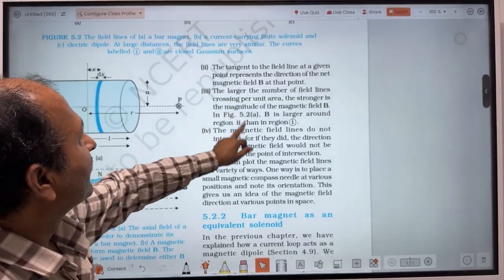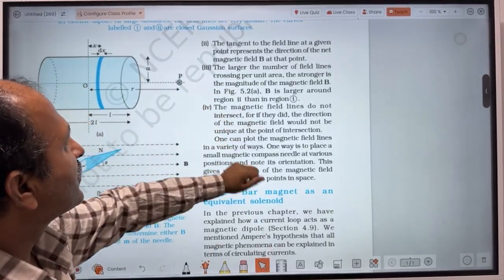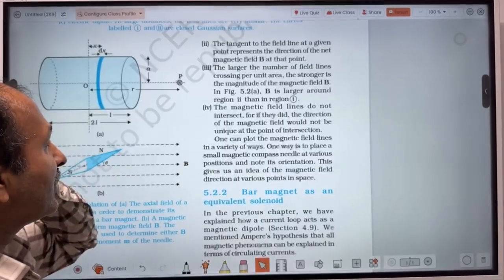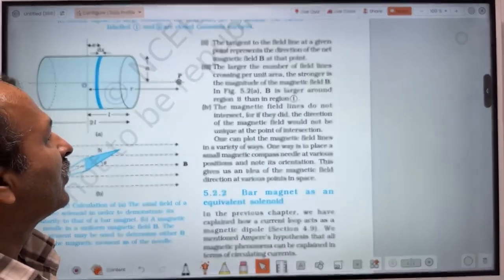Then comes the next point: the magnetic field lines do not intersect, for if they did, the direction of the magnetic field would not be unique at the point of intersection.